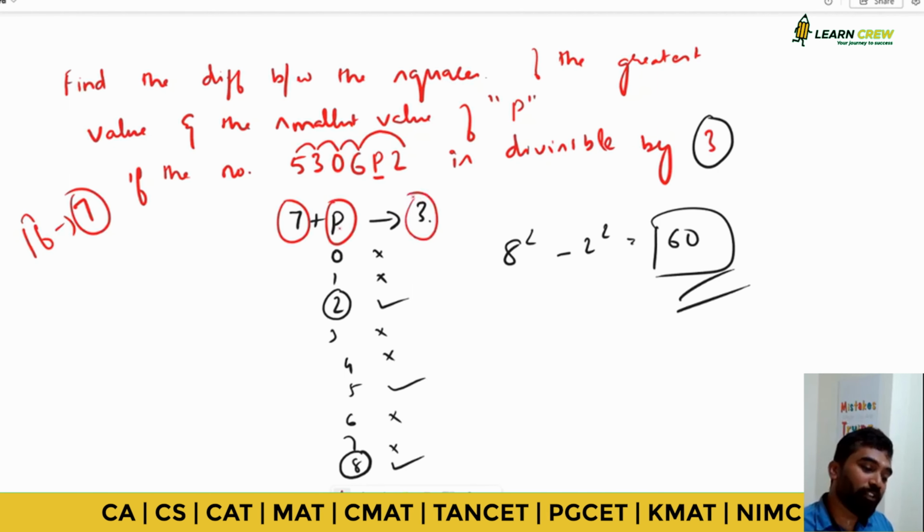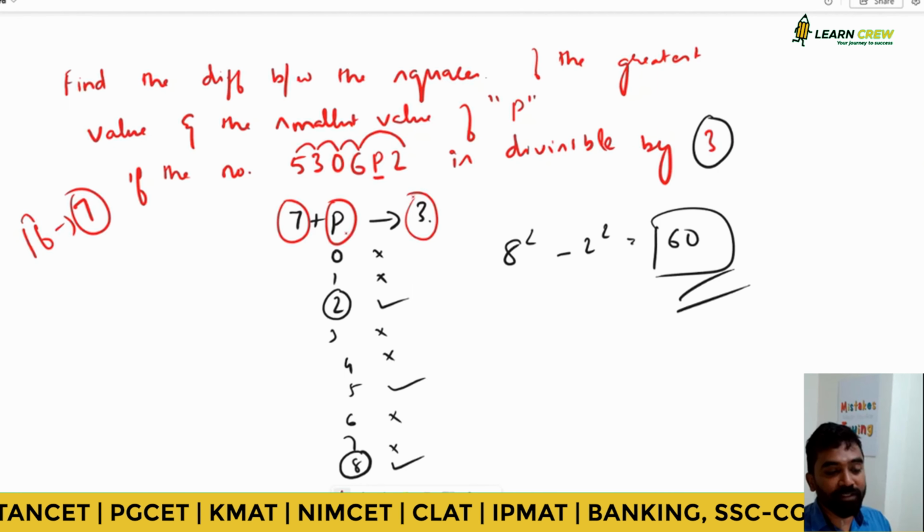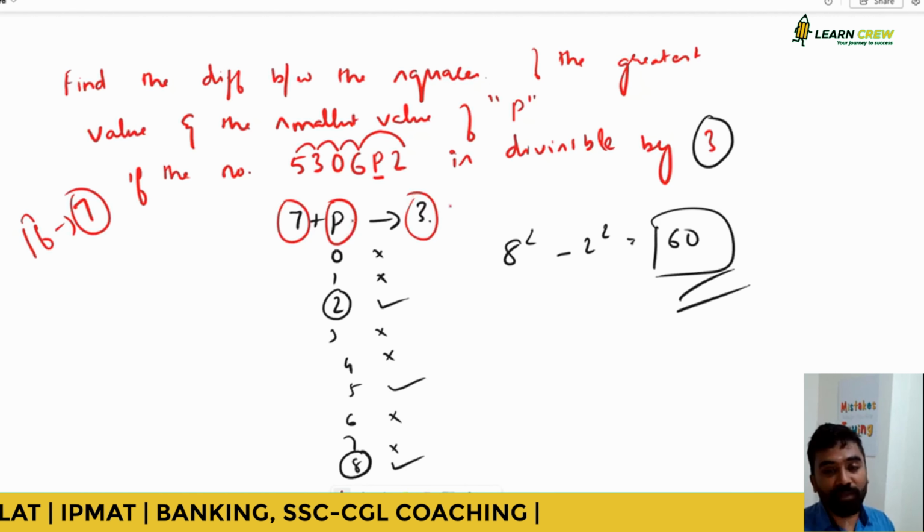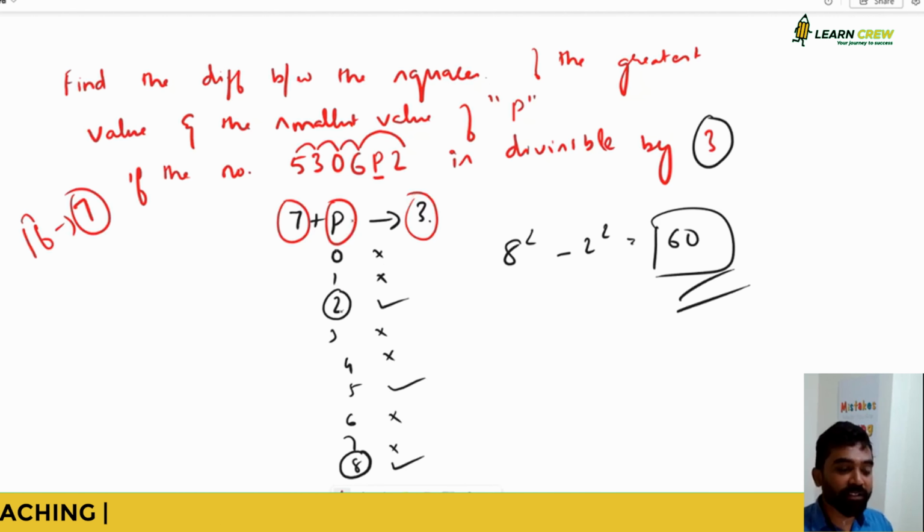If in place of p, I put 0, 7 plus 0 is 7. It is not divisible by 3. 7 plus 1 cannot be divisible. 7 plus 2, yes. 7 plus 3, 4, 5, 6. I'm just checking for all the other options. Clear? Fine, sir. Got it.